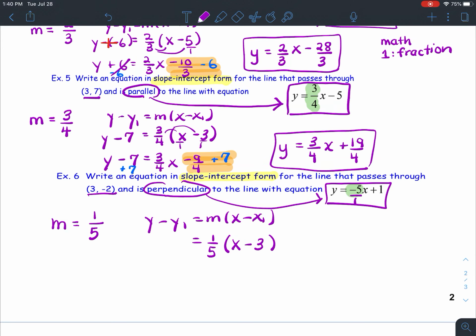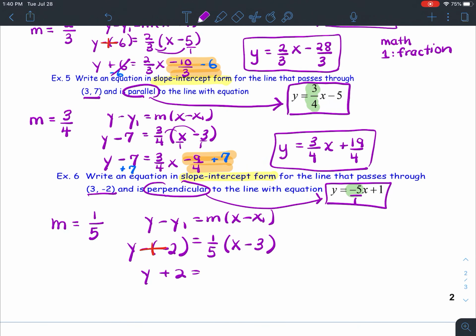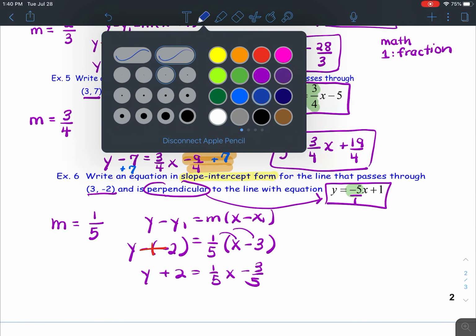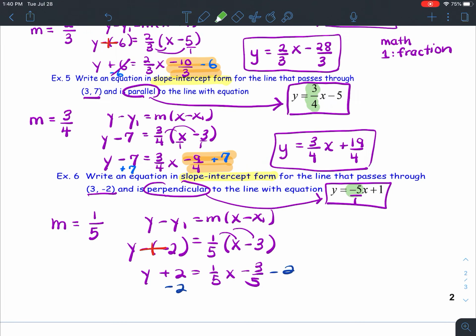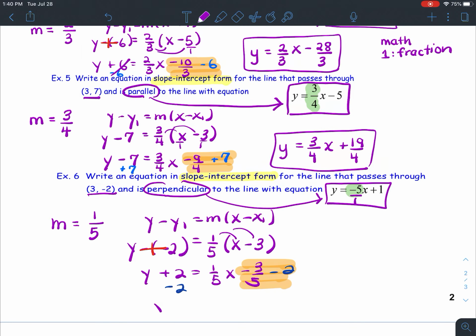And then we're going to plug in 3 for x1, and here's another double negative situation here, -2 for y1. Okay? All right, we're going to distribute the 1/5, and then again, using that math fraction button on the calculator here, you're going to type in -3/5 minus 2 and switch it back into a fraction. You're going to get -13/5 as the y-intercept.